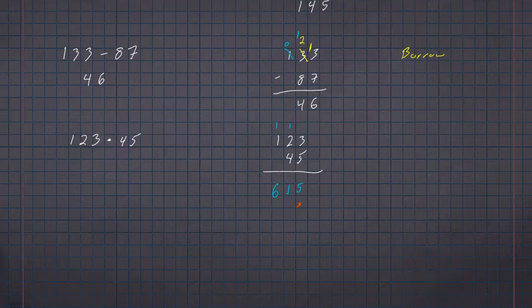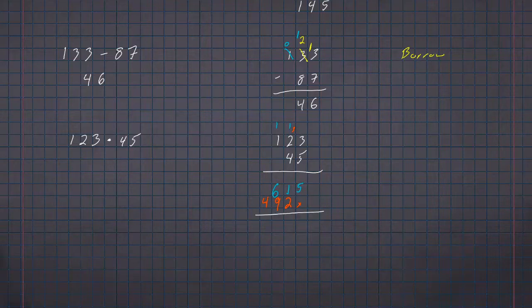4 times 3 is 12. I write the 2 and carry the 1. You can see that I've switched colors, and I wrote that in the wrong place. I switched colors so I can tell where my carries are. If I'm writing in pencil and I only have one color, I go above and above and above for each line. But 4 times 2 is 8, and 8 plus 1 is 9. And then 4 times 1 is 4.